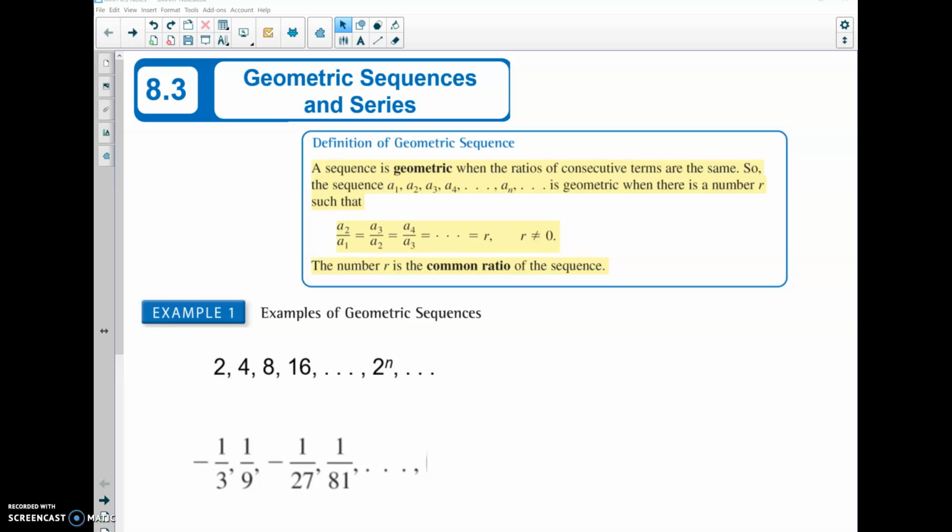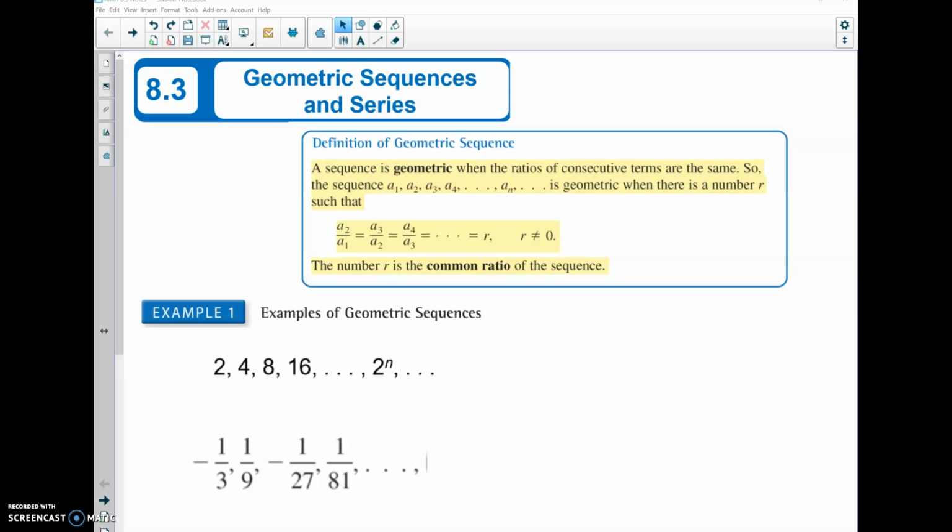Hi guys, so today we're going to talk about section 8.3, geometric sequences and series. A geometric sequence is different from an arithmetic sequence because instead of adding the same consecutive value, the common difference, for a geometric sequence the ratios are the same. Ratio meaning we're now multiplying your first term to get your second term, and that same common ratio, which we're going to refer to as r, is the same throughout the sequence.